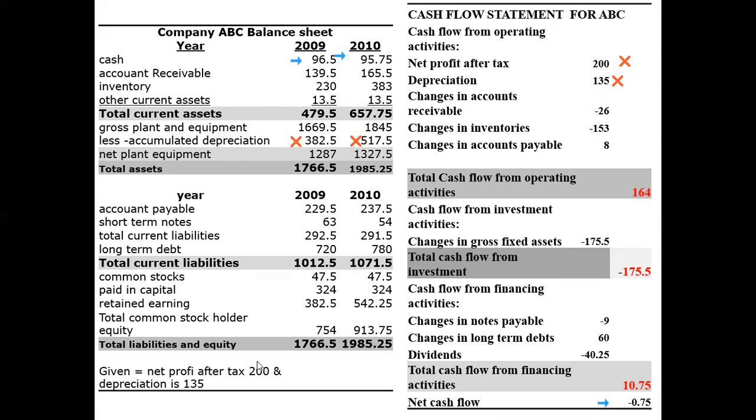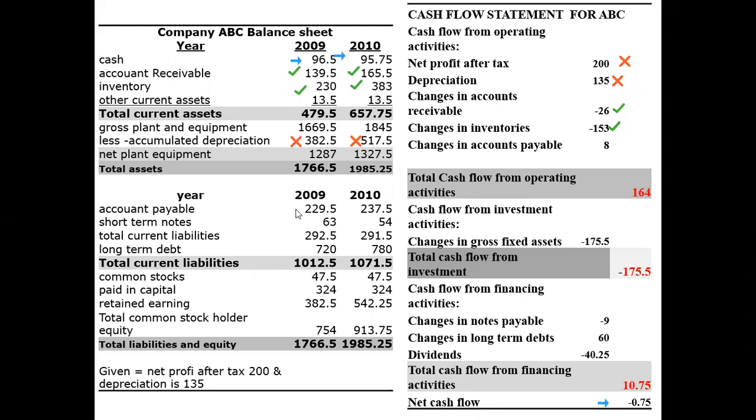What else can we go for? We can go for the operating activities. We look at the accounts receivable. The accounts receivable was 139.5 and it increased to 165.5. If we take the difference, my assets increase by 26, and it is an outflow of money, because I didn't collect this money yet. Looking at the inventory, the inventory increases. I buy inventory, I have more inventory, so it is also an outflow. These are the 2 important points from the current assets.